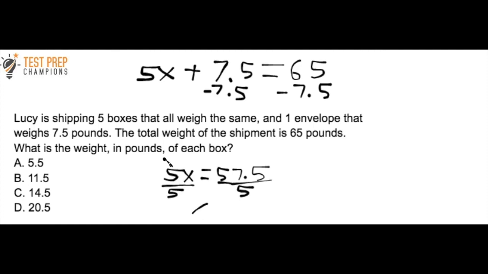And if I do that, 5 divided by 5 is just 1. 1 times x is just x. So we've got x now. 57.5 divided by 5 is 11.5. And bingo, B is our correct answer here.